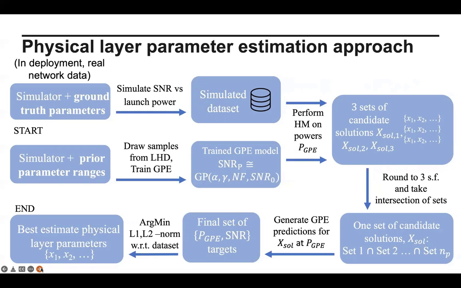So we do this for 3 launch powers, and then we perform history matching at each launch power to give 3 sets of candidate solutions. We then round to 3 significant figures and take the intersection to give 1 set of candidate solutions, which is valid in 3 different physical regimes. We then use the trained GP models to generate predictions at this set of candidate solutions, which are then compared to the simulated data set in order to select the best estimate for the physical layer parameters.